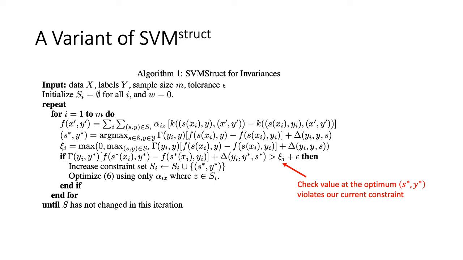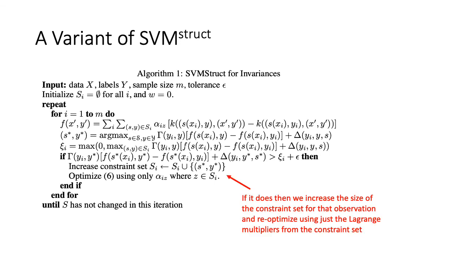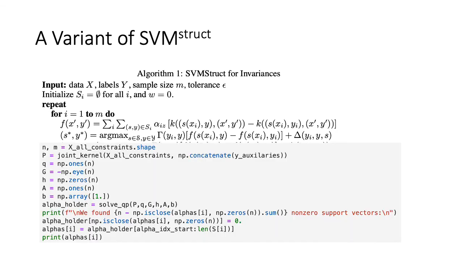I don't have a line of code for this in the example, but the next part is to actually do the quadratic program. There's two ways of doing it. You can either do it just with respect to the z's in the working constraint set, or you can do it for all of them. The authors suggest doing it just for the z's in the working constraint set. We did it for all of them.